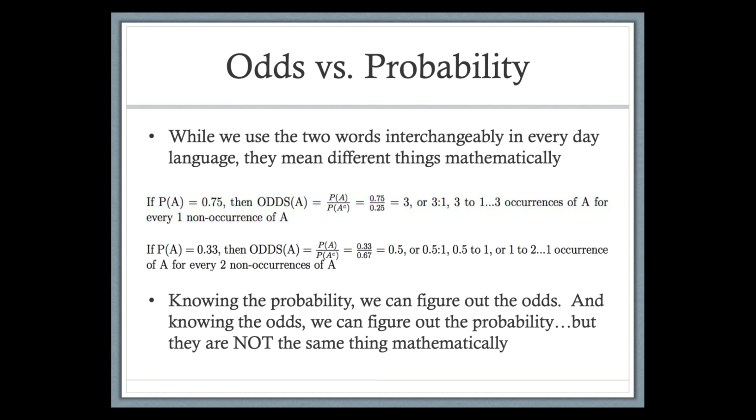Okay, so they convey similar information. If you know the probability, you can find the odds. If you know the odds, you can find the probability, but they're not the exact same thing.